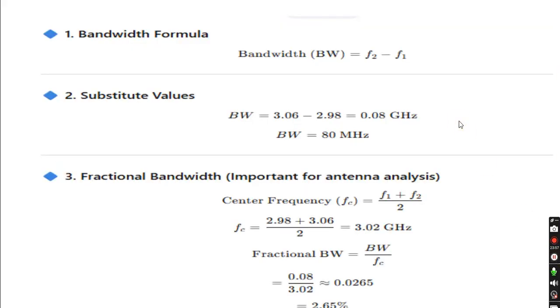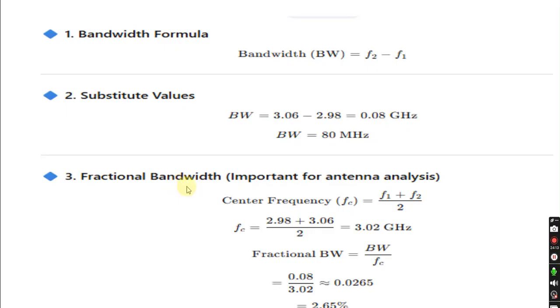Now let us find the bandwidth. Here as you can see here, the bandwidth formula is F2 minus F1. We substitute the values that have been taken from the S parameter plot at minus 10 dB, and we get the bandwidth as 80 megahertz.